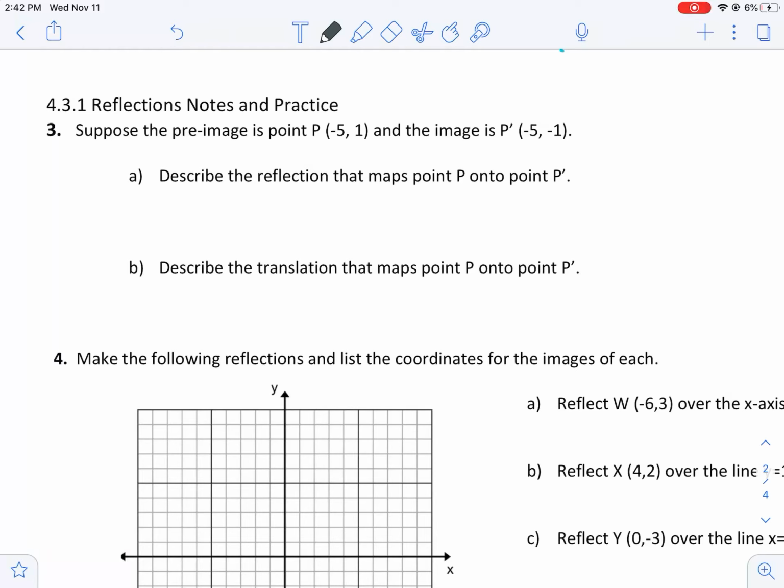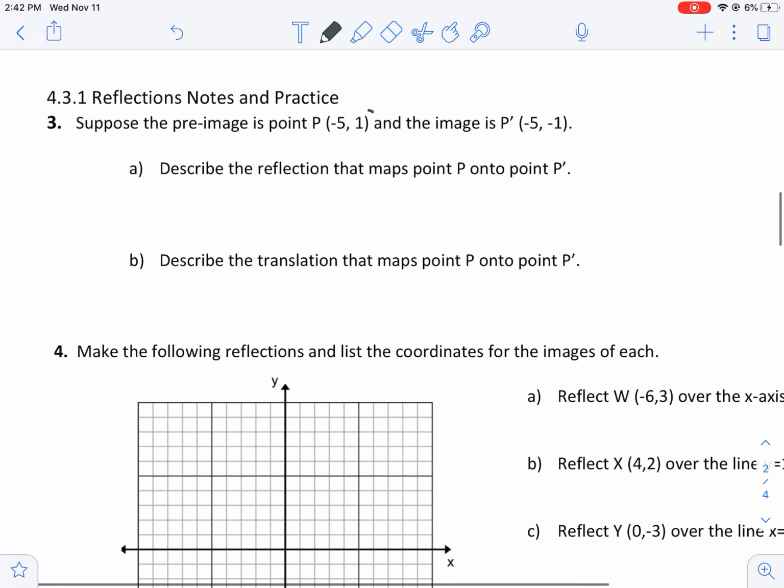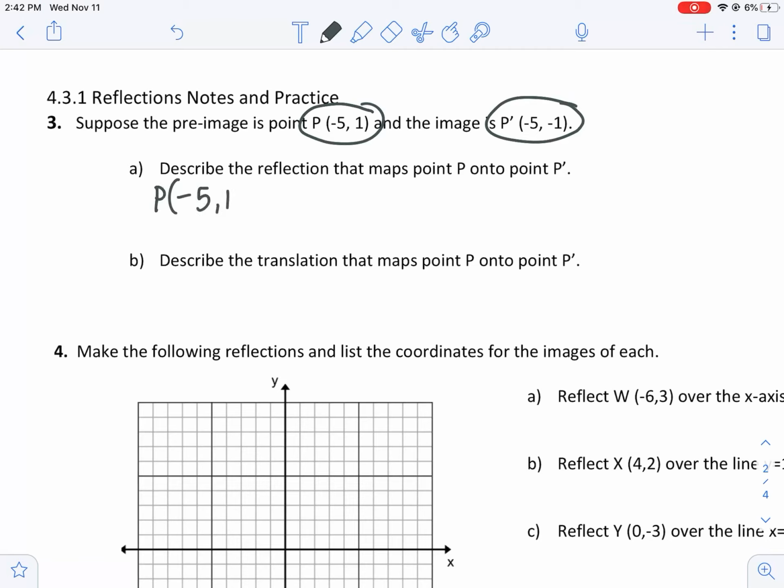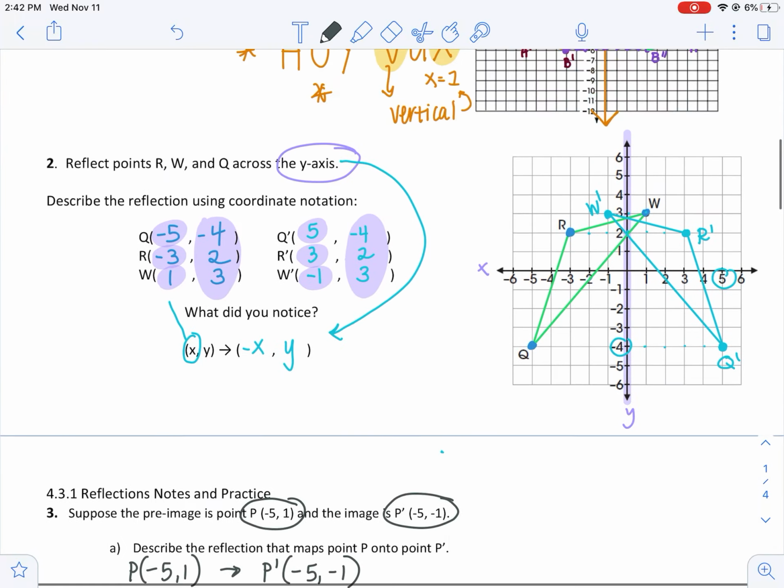Okay, so now we are starting with a pre-image point and ending with a new image point. We start with P at (-5, 1), and P prime is now at (-5, -1). Okay, so let's describe perhaps what's happening here. We go from P, which is at (-5, 1), to P prime, which is (-5, -1).